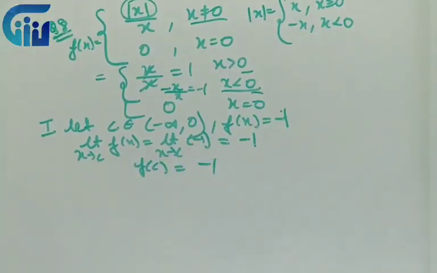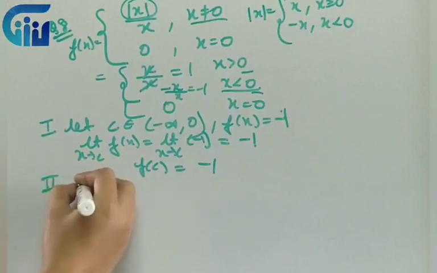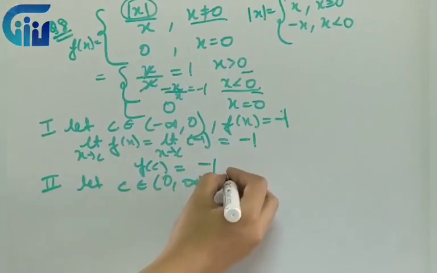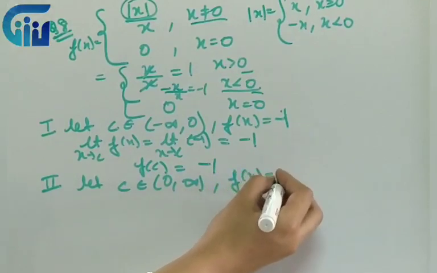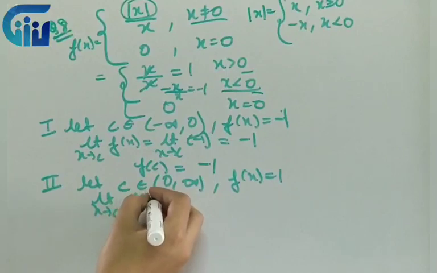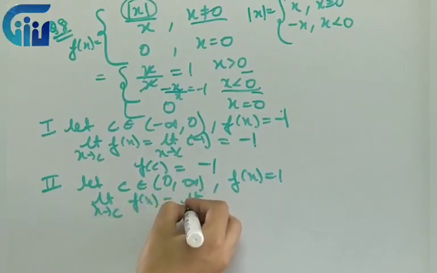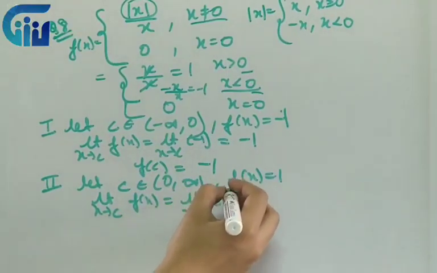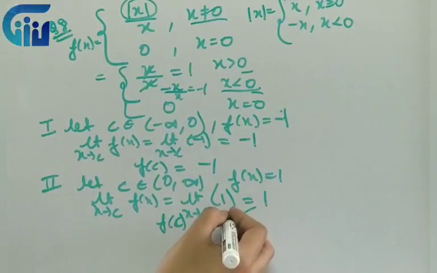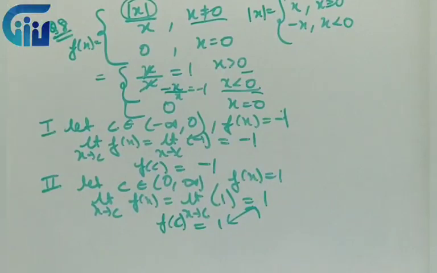Hence it is continuous. The same thing we will write for when c belongs to 0 to infinity. We will say f(x) is equal to 1 over there. So limit x tending to c, f(x) is equal to limit x tending to c of 1, which is 1. Left hand limit is equal to the right hand limit, and the value of the function at point c is also 1. So both the values are equal, hence it is continuous.